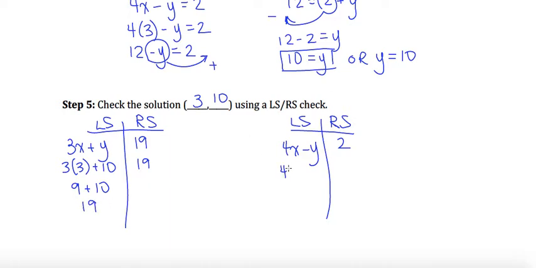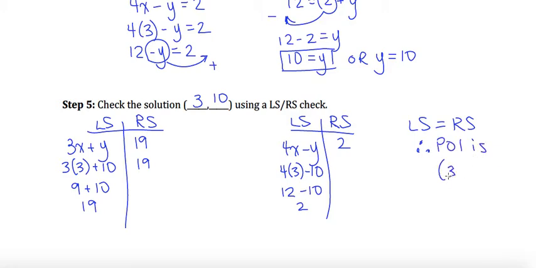Let's do the second one. 4 times 3, take away 10. 4 times 3 is 12, and 12 take away 10 is 2. That one also works. That's what I want to see. So the left sides equal the right sides. Therefore, my point of intersection is the coordinate 3, 10.